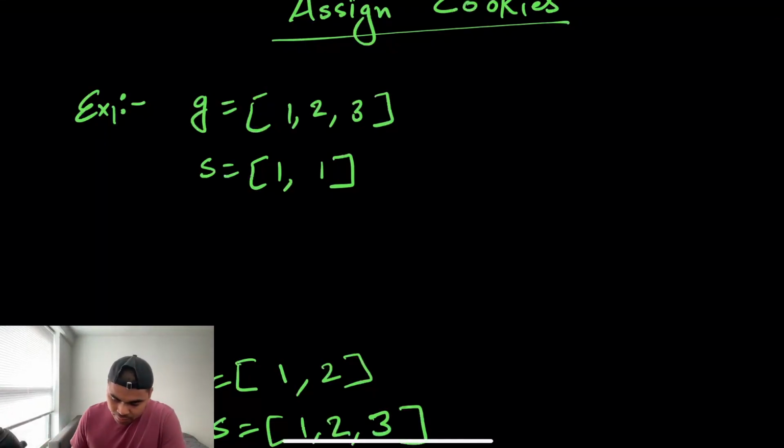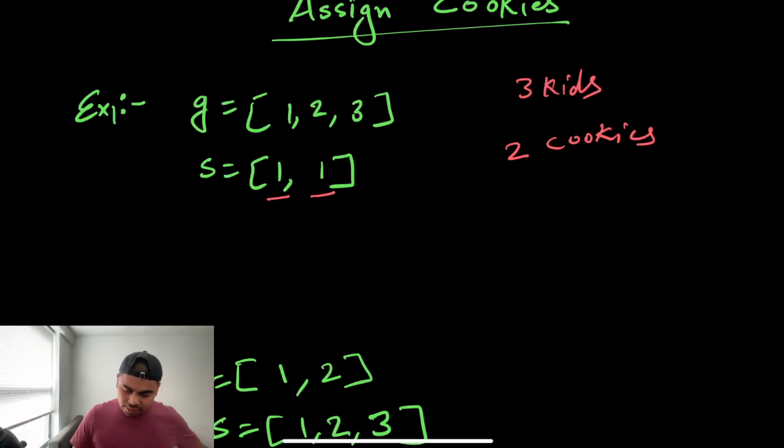The first example says that we have three kids and two cookies. There is one kid that wants cookie 1, another kid wants cookie 2, and the third kid wants cookie 3. This is the index: 0, 1, 2, so child 1, 2, 3. It's basically the size of the cookie, or you can say three cookies mashed together. It doesn't really matter, honestly.